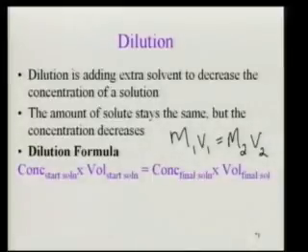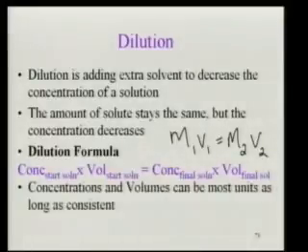M1V1 equals M2V2. The M stands for molarity, concentration. V stands for volume. 1 and 2 stand for initial and final conditions. If you know what molarity you're trying to get to, and how much of it you need, and you know what molarity you're starting with, then what you figure out is how much of the concentrated stuff you want to pull out and then dilute up. I'll show you what I mean with the problem.